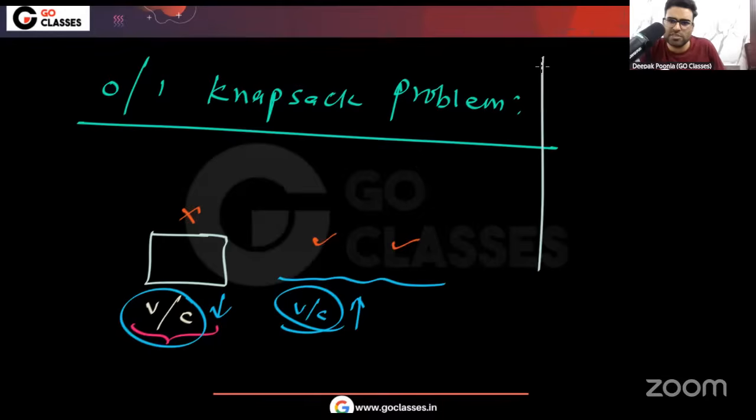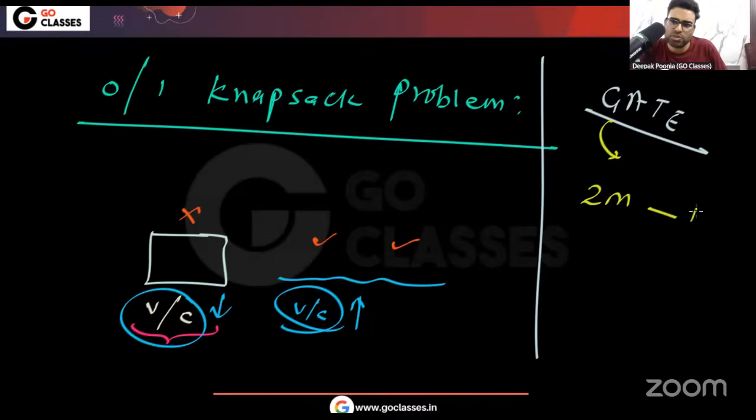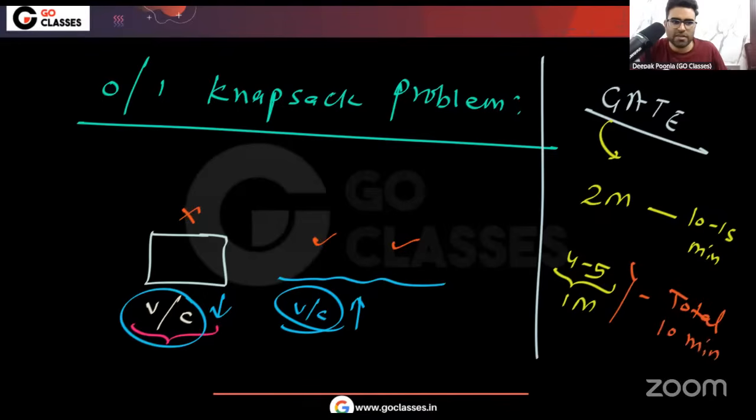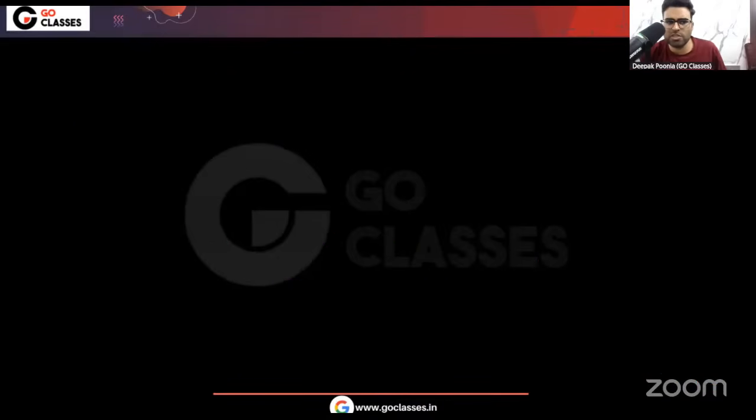Yes or no? The same situation happens in the GATE exam also. Remember, there are some questions. Let's assume there is a 2 mark question, and let's assume it will take 10 to 15 minutes. And there are, let's assume, 4 or 5 one-mark questions which will take a total of 10 minutes. According to the 0/1 knapsack problem, if you want to maximize your marks in the GATE exam, then what you should do? This is what you should do. I hope you understood my point. So in the GATE exam, some questions are meant to be skipped. If you skip them, then you can maximize your marks. I hope you understood this.